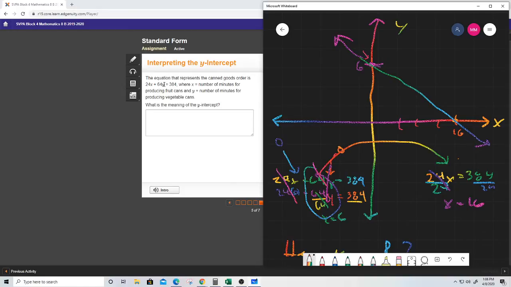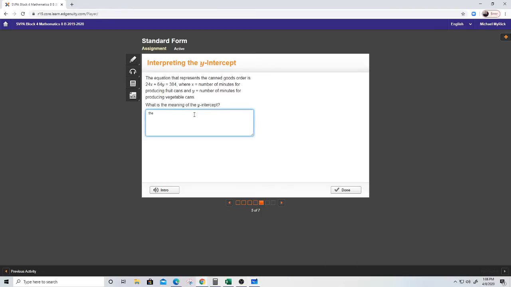Right? Wait, are we talking about minutes, number of minutes for... yeah, it takes 24 minutes per can, so it takes 64 minutes per can, yeah. So we'll produce 6 cans of... Alright, yeah. Wait, watch. The y-int means the amount of, I think, minutes it takes to produce cans to meet the order if 0 cans of fruit are made. Alright. Is that about right?